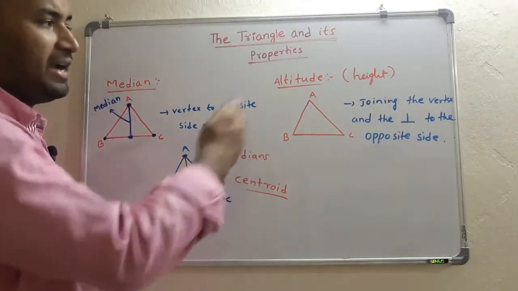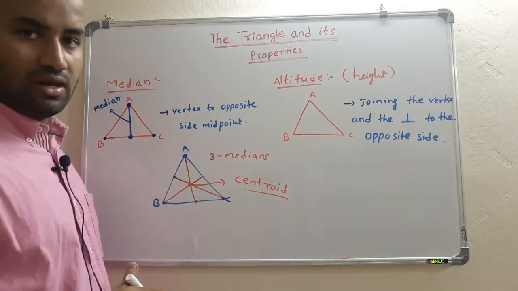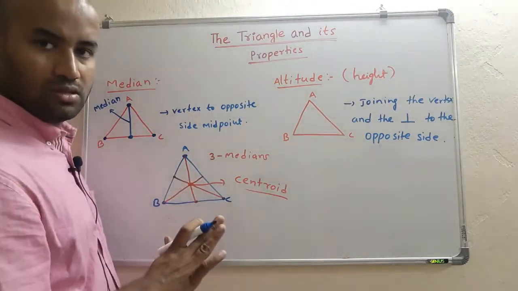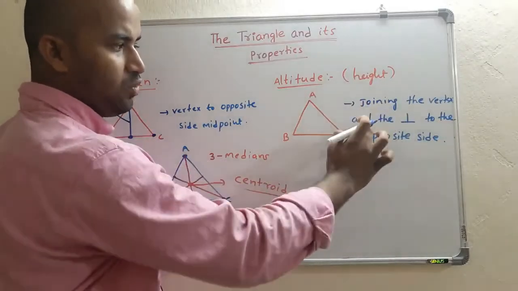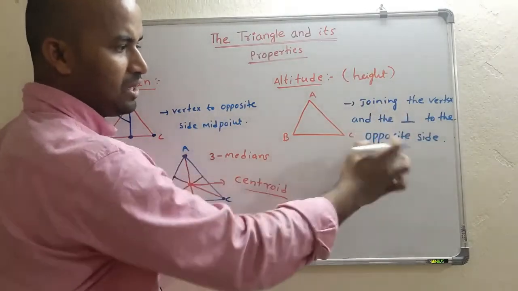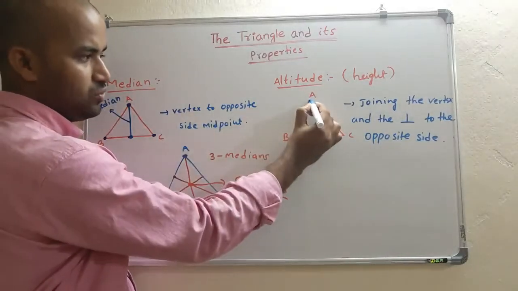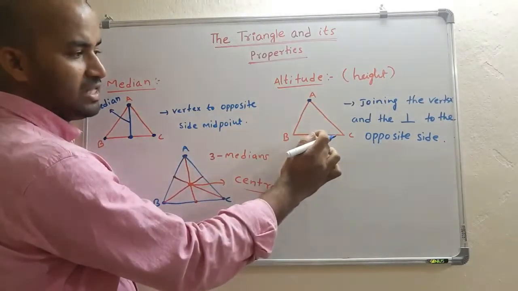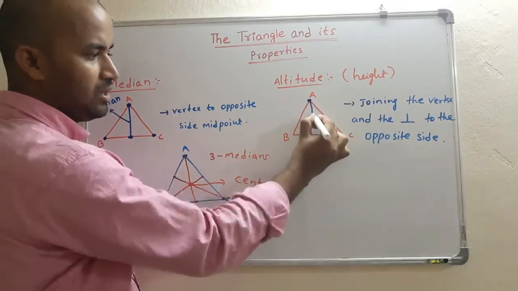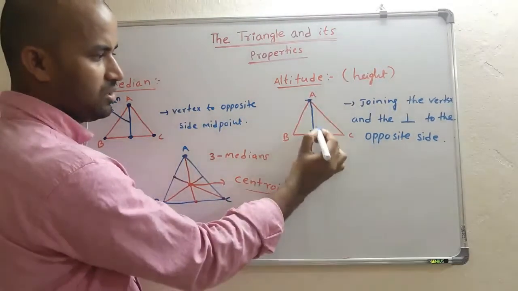Next, what is meant by altitude? Altitude means height. What is the height of this triangle? See the definition: height means joining the vertex and the perpendicular to the opposite side. This is the perpendicular symbol. For example, from this vertex to the opposite side, we have to draw a perpendicular, 90 degrees. This is called height.